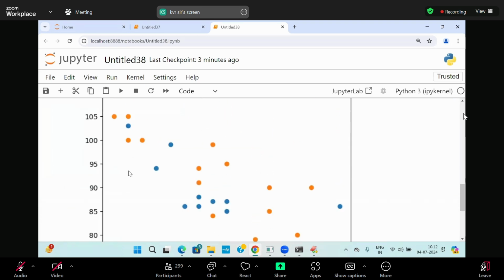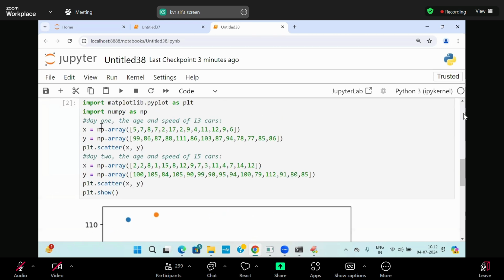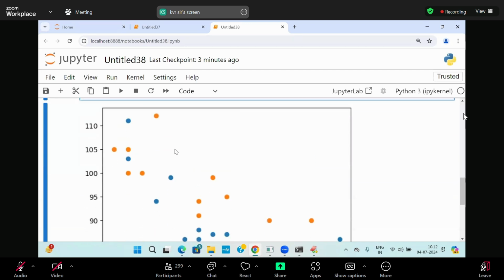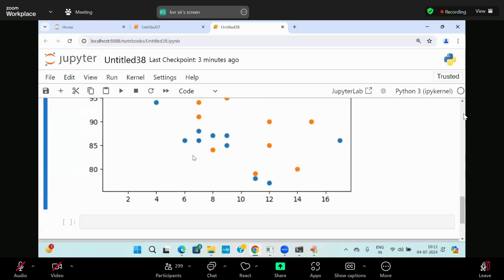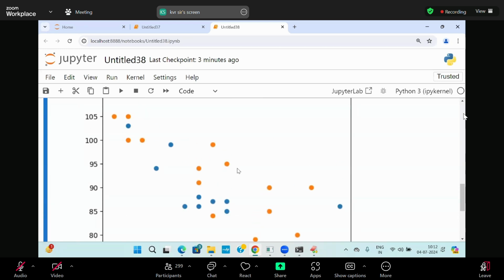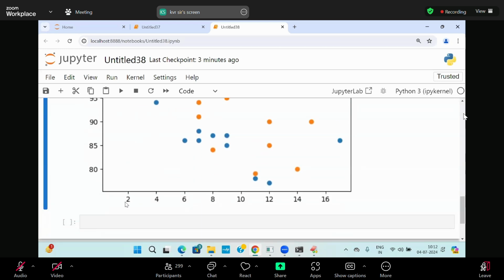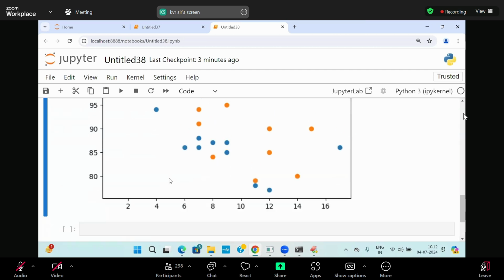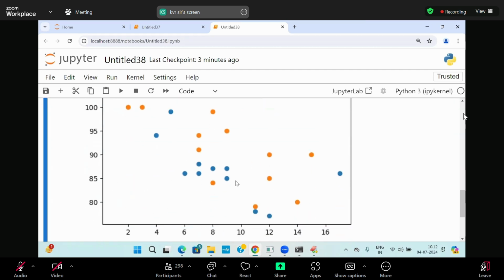Different colors are showing. This is for the first plot. This is for the second plot. Both the scatters I am taking. Some of them are in blue color. What is your observation here? See, a 2 years car will have what? 105. Like that, you are having some observations. Different samples are coming or not? What is your observation? As the car becomes older, the speed reduces.